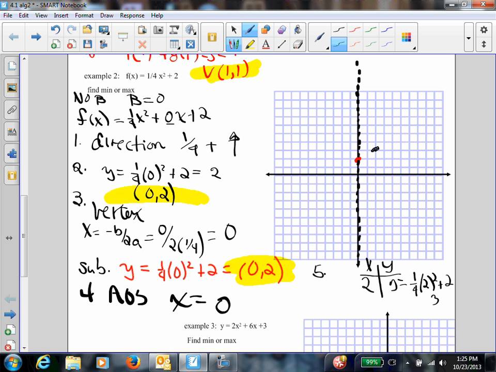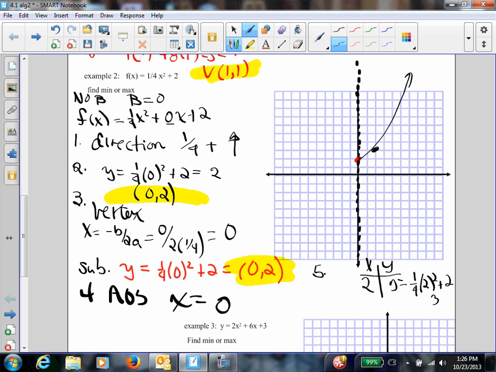All right, let's check ourselves. How is that supposed to open? Is this going to open up, or is this opening down? It opens up. From the red dot to the black means it's opening up. So I know I must have done something right. Because remember, the red dot is your vertex. That's where the curve changes direction. All right. So I have a point.